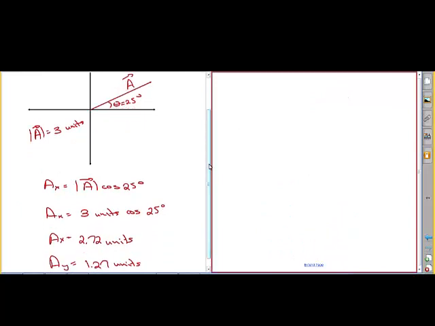The way we can represent this in terms of unit vectors is as follows. Vector A is equal to 2.72 times the unit vector in the i direction plus 1.27 times j hat, whatever the units are. It's just another, more compact way of representing a vector, by taking the x component and multiplying it by the unit vector in the i direction, and the same way for the j direction.